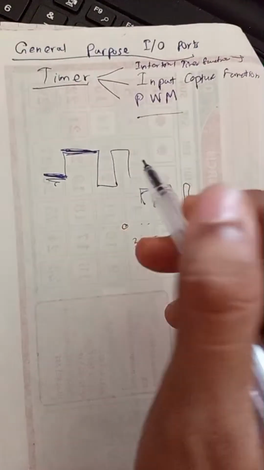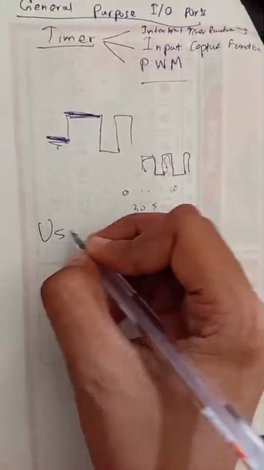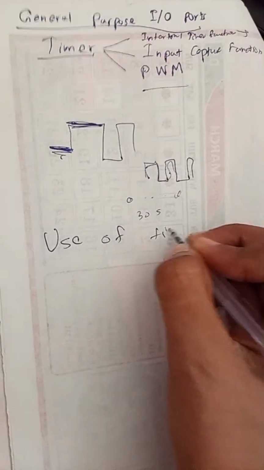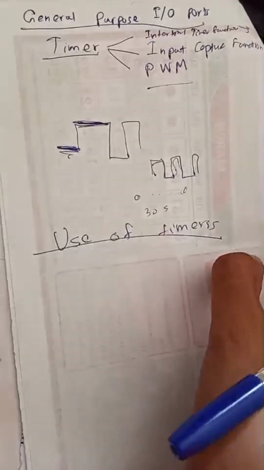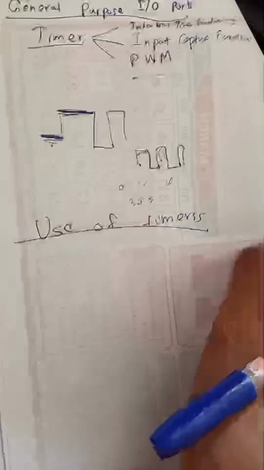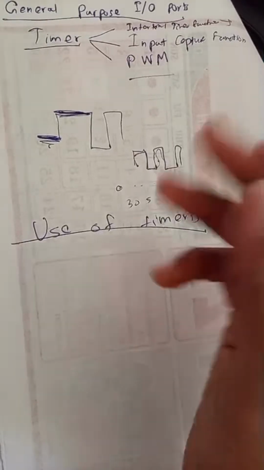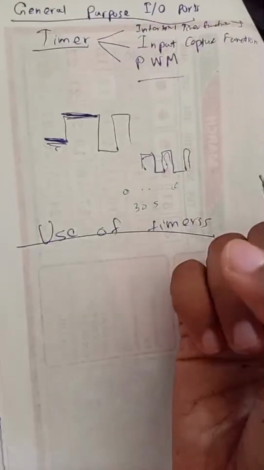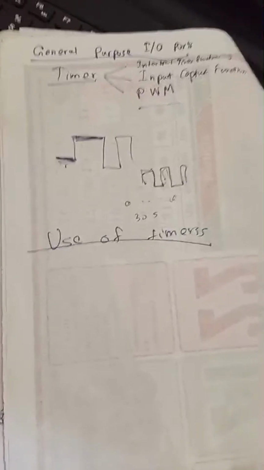So yeah, I just talked about the function of the timers. Now let's talk about the use of timers. What are they used for in a microcontroller? It is obvious timers are used to count time, right? So in a microcontroller also, the timer is used to count time.